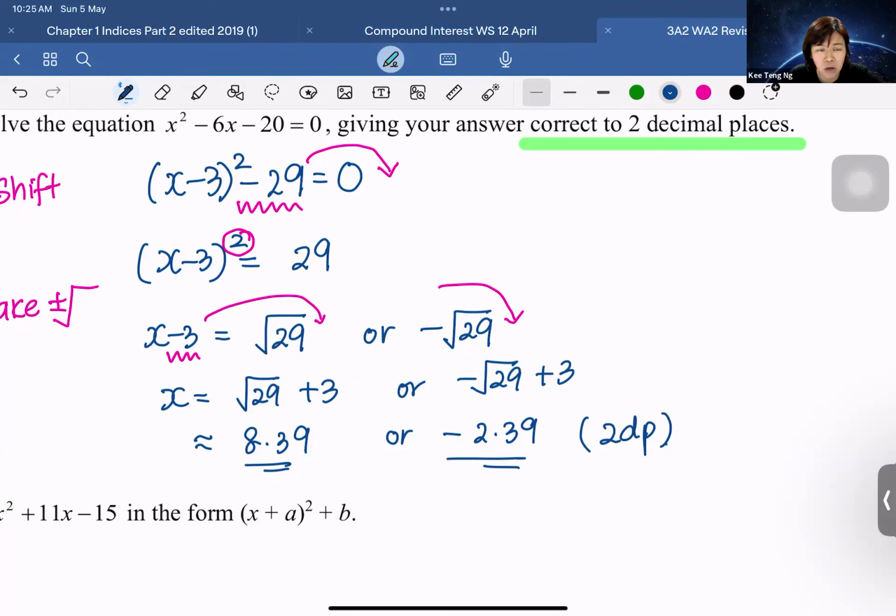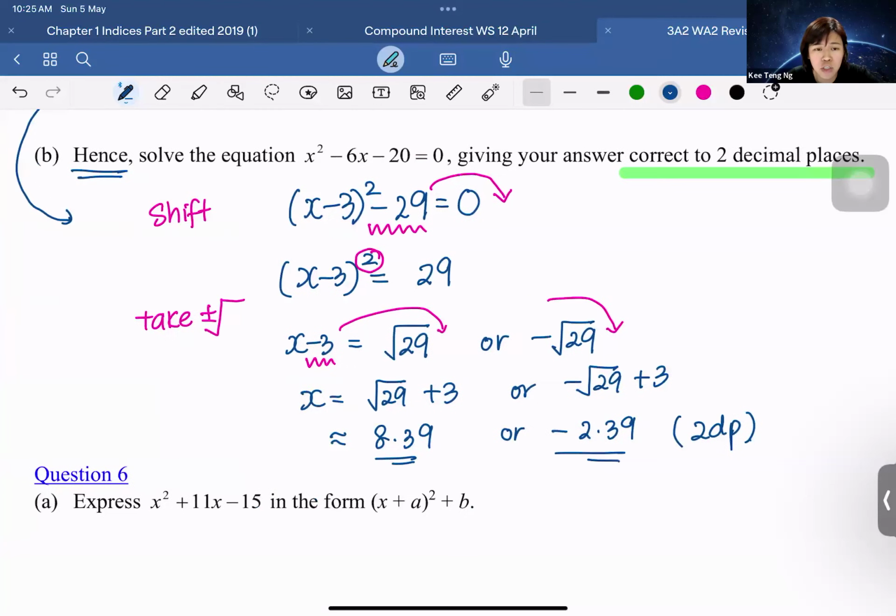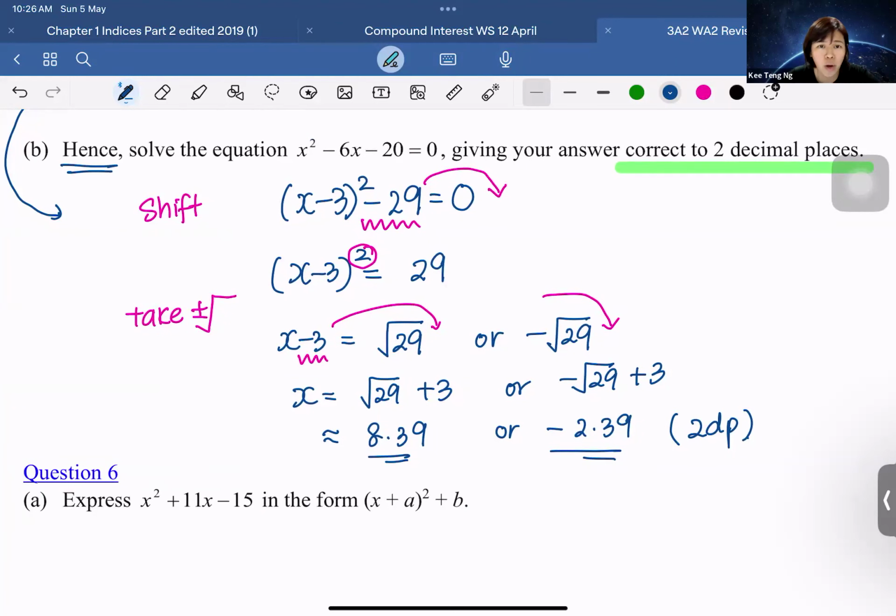Have you gotten the concept? First step, shift, then take square root, 2 answers, and then you shift your number over, and then get your answer according to the question. If the question wants 3 sig fig, then you write 3 sig fig. If it's 2 decimal places, you write 2 decimal places. Sometimes the question paper does not specify what they want. So when they do not specify, you put your answer in 3 significant figures.